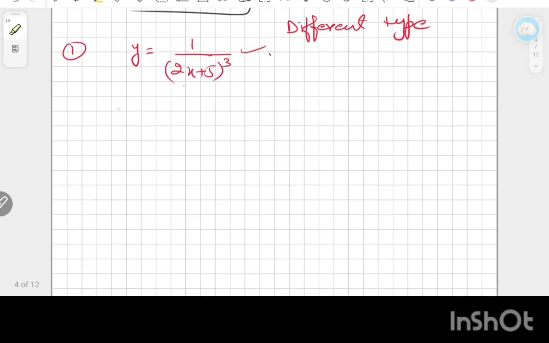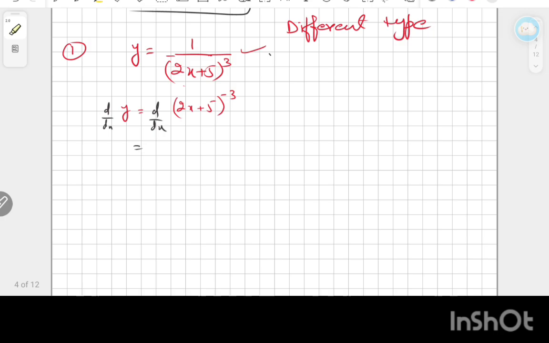This type of question, y equals (2x plus 5), here the power will be negative. The function is moving upward, so the power will be negative. Now we have to take the derivative on both sides, d over dx.